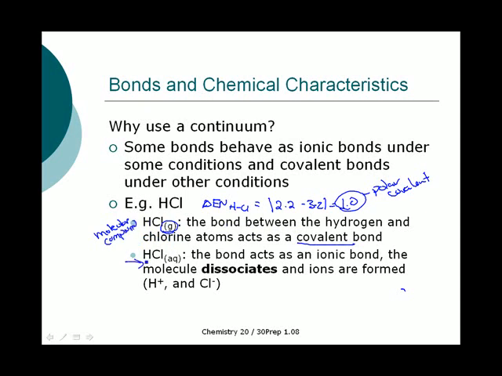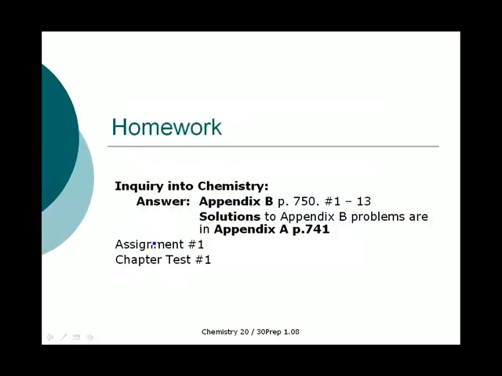When you dissolve it in water, however, it actually ionizes. It forms H+ ions and chloride ions. So hydrogen ions and chloride ions, it dissociates, and so now it's behaving more as an ionic compound. So its bond, since it's a little bit of each, this continuum shows us that as you move through the continuum, atoms can have different characteristics depending on their differences in electronegativity.